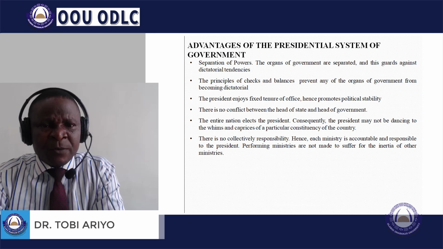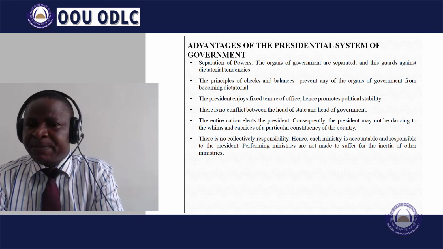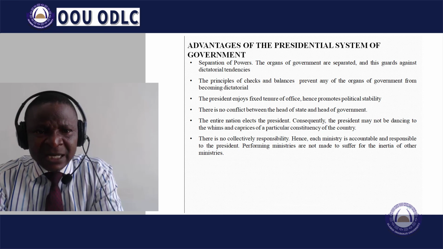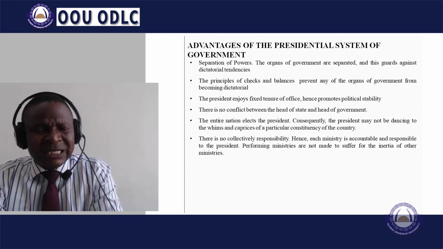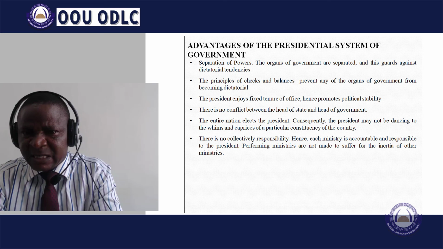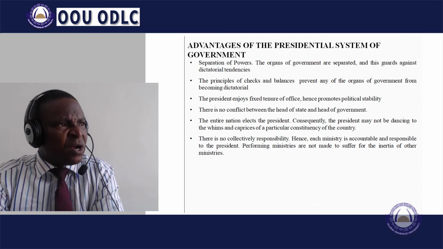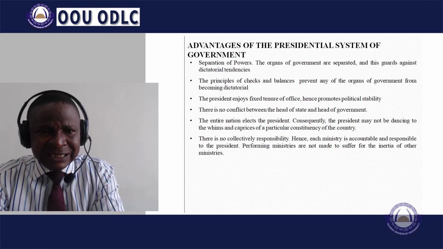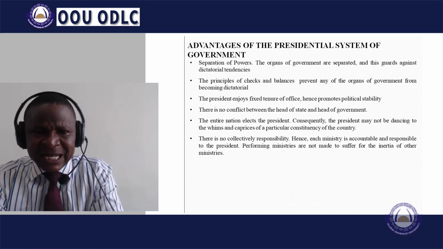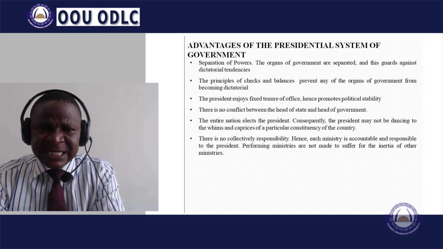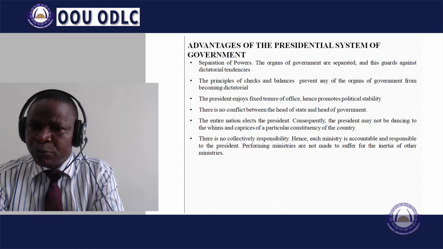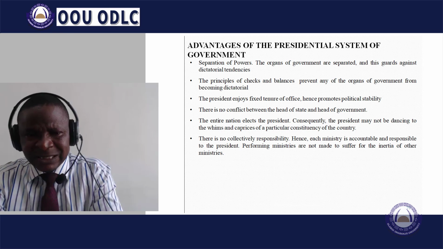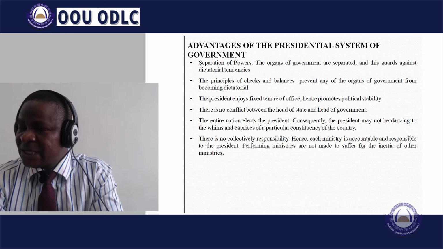The advantages of the presidential system. One, separation of power. The organs of government are separated, and this guards against dictatorial tendencies. Two, the principle of checks and balances prevents any of the organs of government from becoming too powerful. And three, the president enjoys a fixed tenure of office. This promotes stability. Four, there is no conflict between the head of state and head of government.